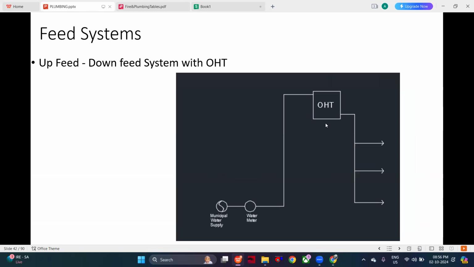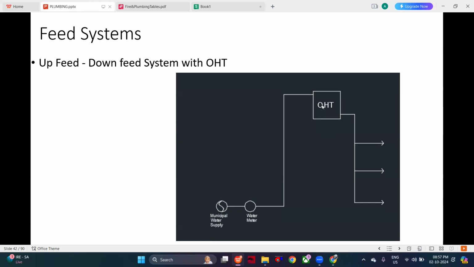OHT means overhead tank. Our municipal corporation has that municipal line. From that line, we take our line to our building. Obviously, you need a certified plumber for that connection, and you have to pay that plumber. If you want to take the license for that plumbing line, you have to do it like that. Then the water will go to my overhead tank.